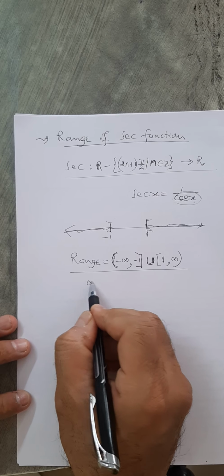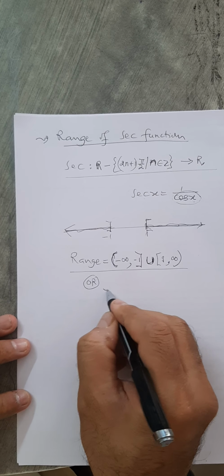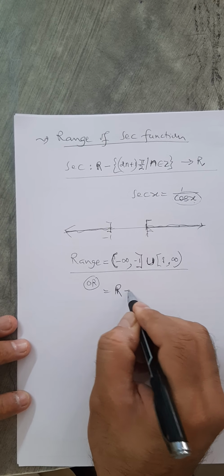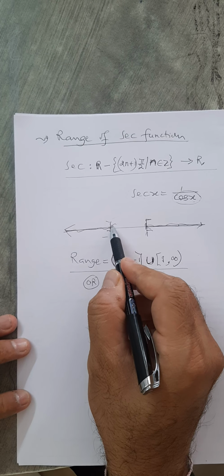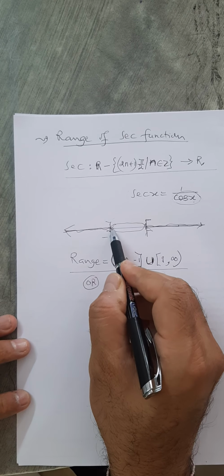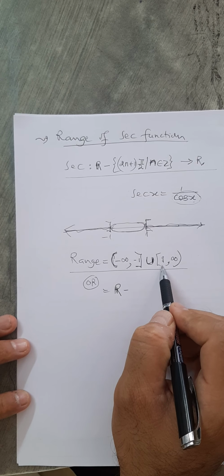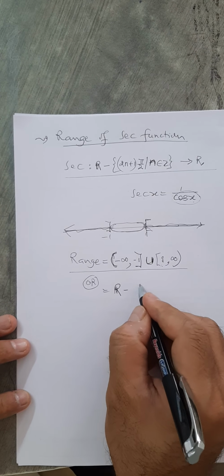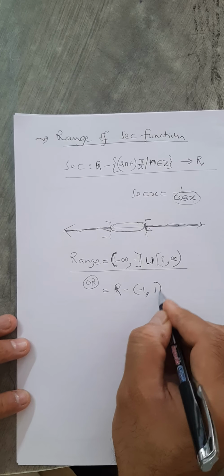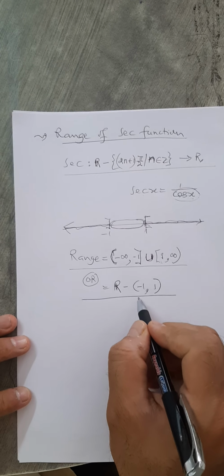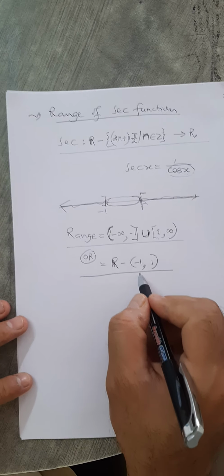Now alternatively, you can write the same set like this: all real numbers other than this portion. This portion means the open interval, remember. 1 is included in the range, so you are going to exclude only the open interval -1 to 1. The range of the cosec function is the same as the sec function.